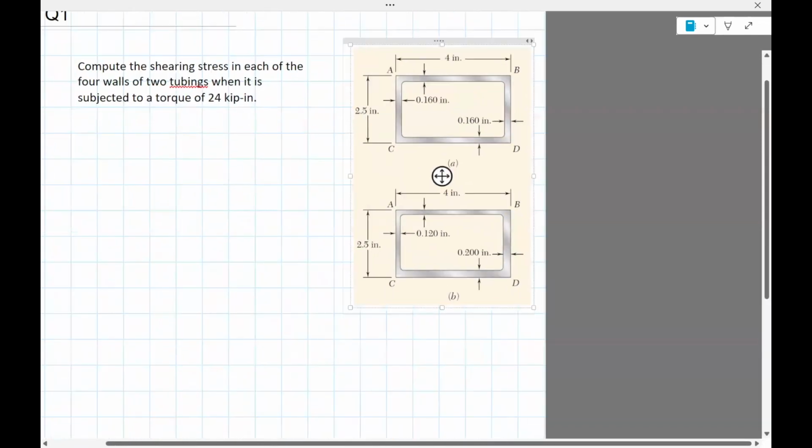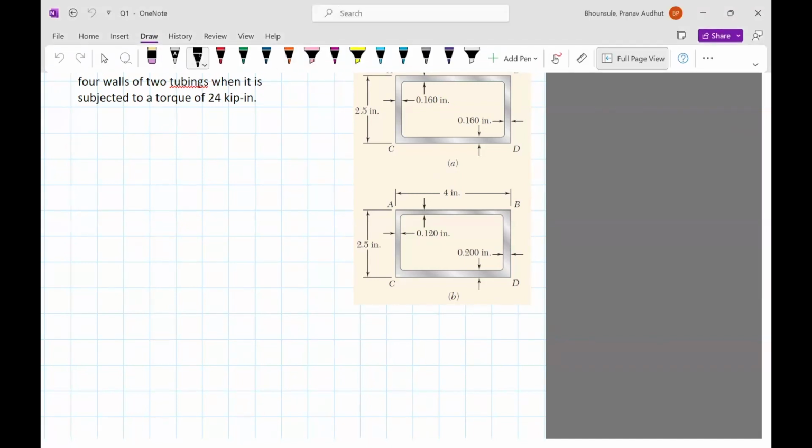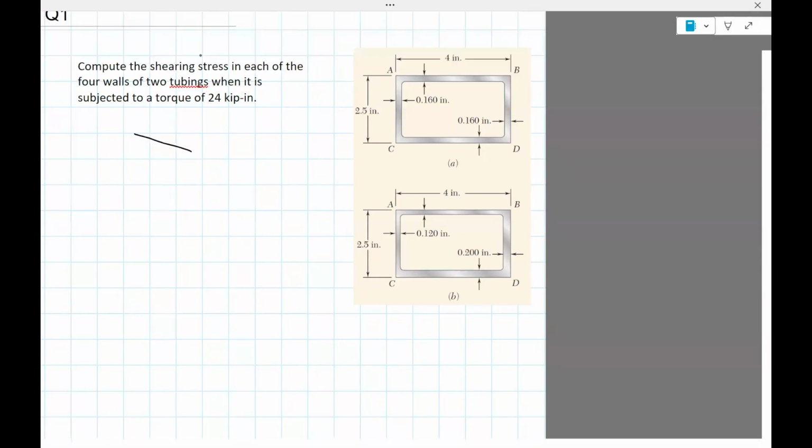So compute the shearing stress in each of the four walls of the two tubings when it is subjected to a torque of 25 kip-inch. What it means is really that's how the beam is, and it's subjected to a torque of 24 kip-inch.